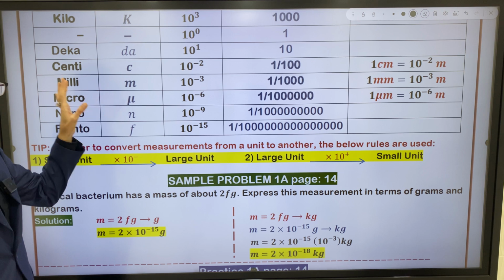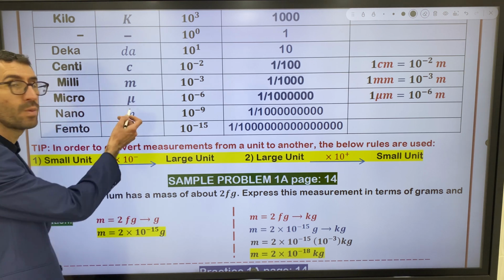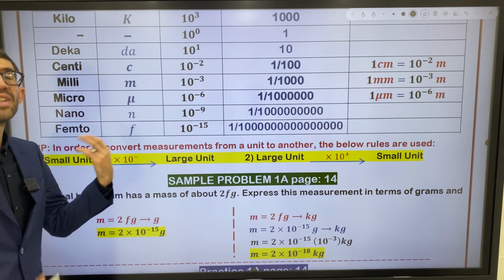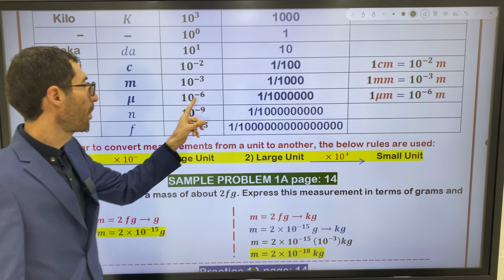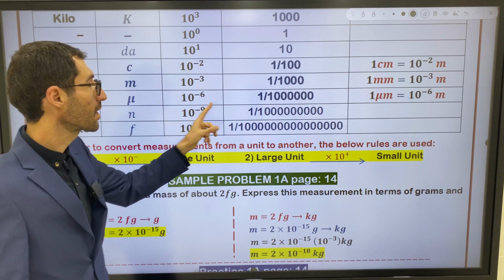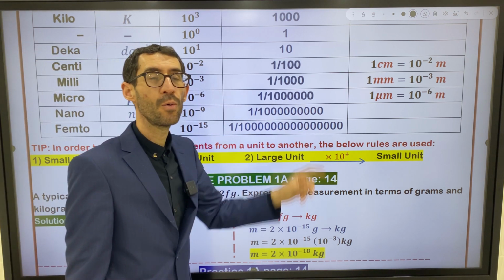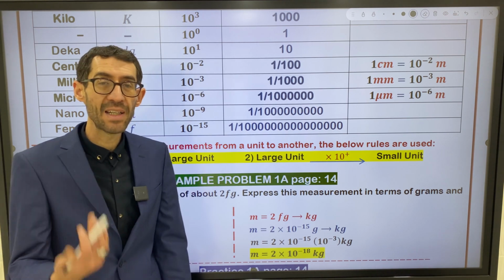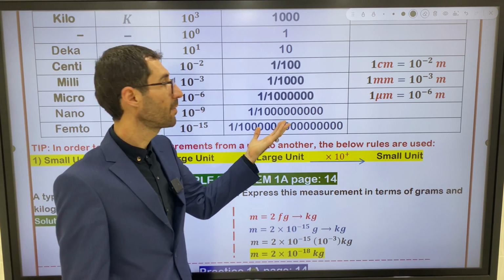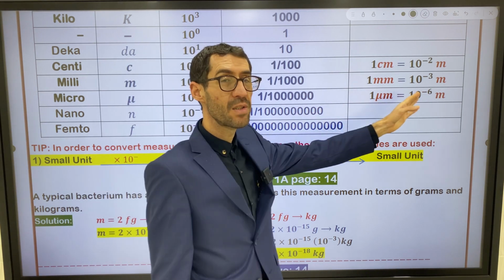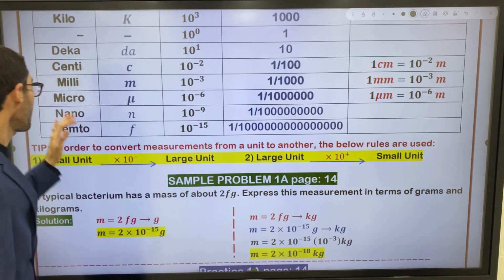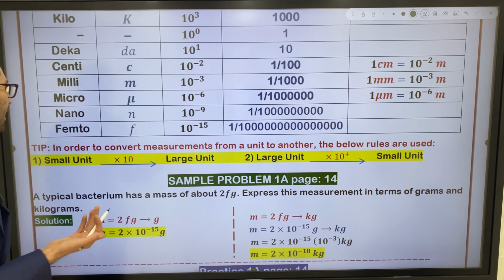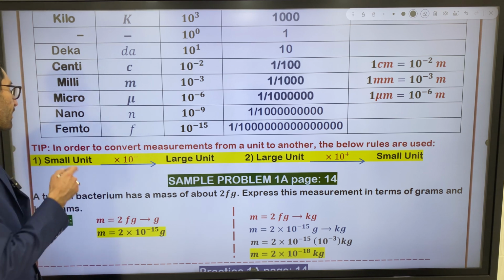Micro, the symbol of micro is mu. This is called mu, but we read it micro. The power of micro is 10 to the power negative 6. 1 over million or 1 millionth. 1 micrometer is equal to 10 to the power negative 6 meters. And others are not required, but let's read them together.